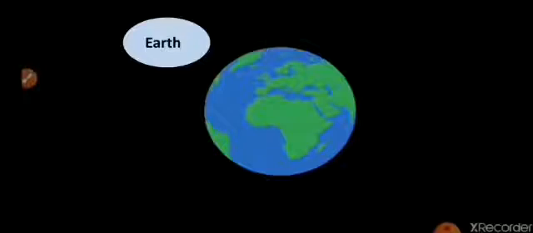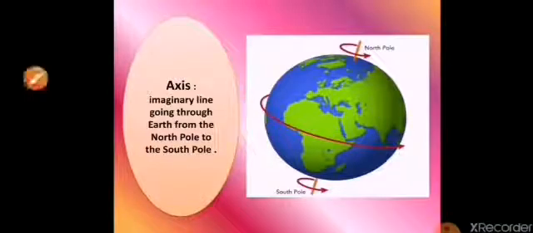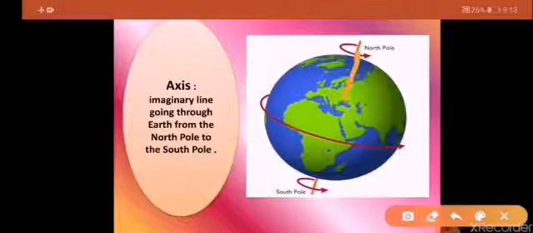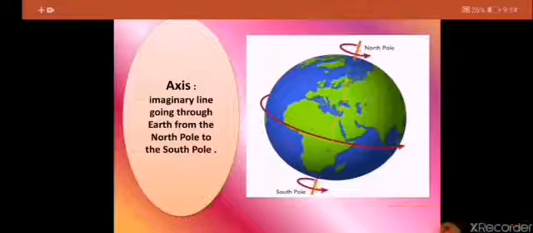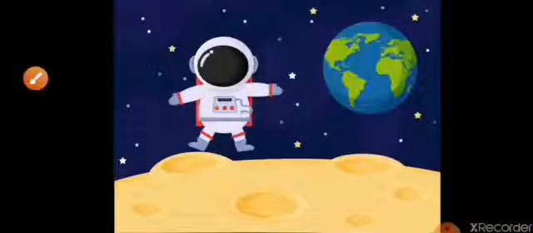Now, let's talk about the Earth. If you look here, you will find that the planet Earth looks like a ball. There's nothing that comes out or goes into the Earth, but there's something called the axis. The axis is an imaginary line that separates the Earth from the north to the south. It means that if you look at the Earth from space, you can't find this line.